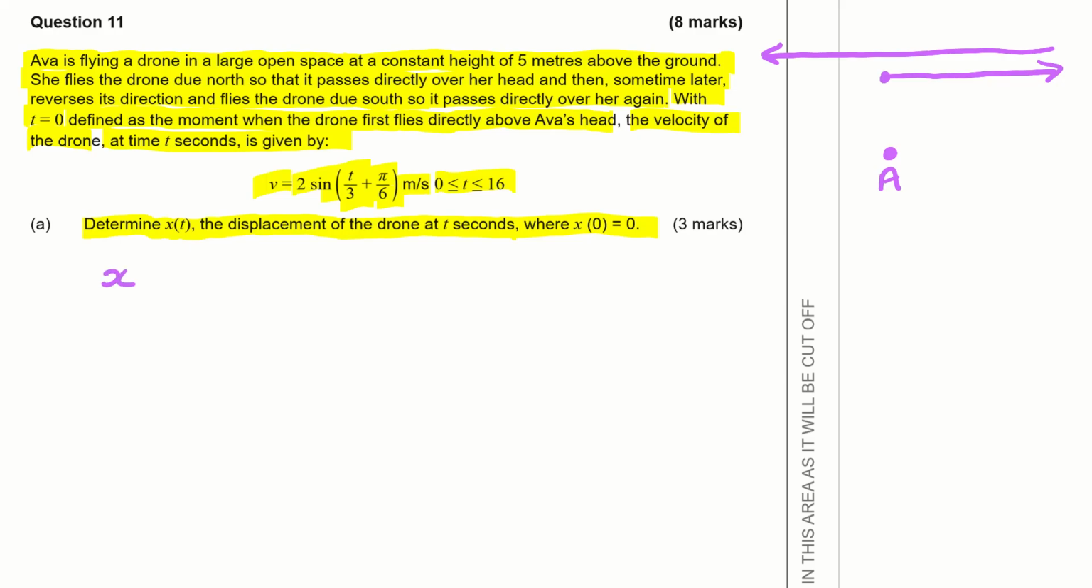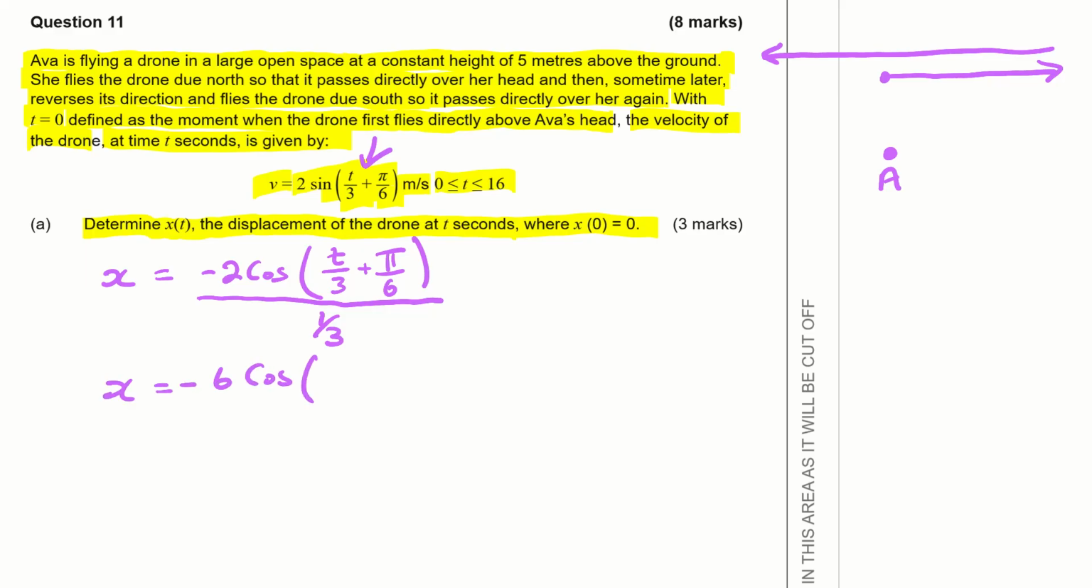So sine integrates to negative cos, so we'll have negative 2 cos(t/3 + π/6), the argument won't change, but we need to divide by the differential of the inside function. If we differentiate the inside here, that is just 1/3. Dividing by a third is the same as multiplying by 3, so we get negative 6 cos(t/3 + π/6) plus some constant.